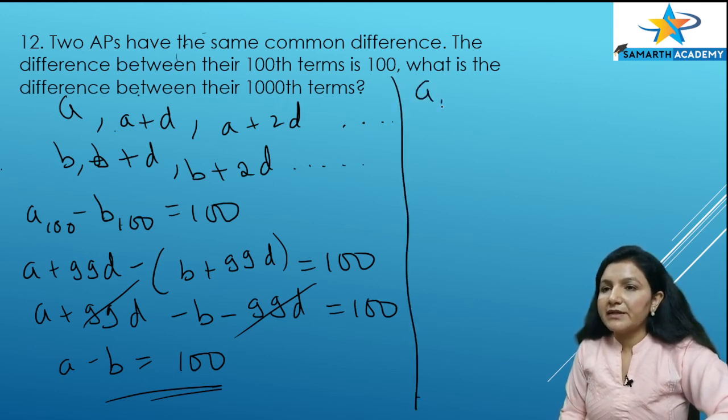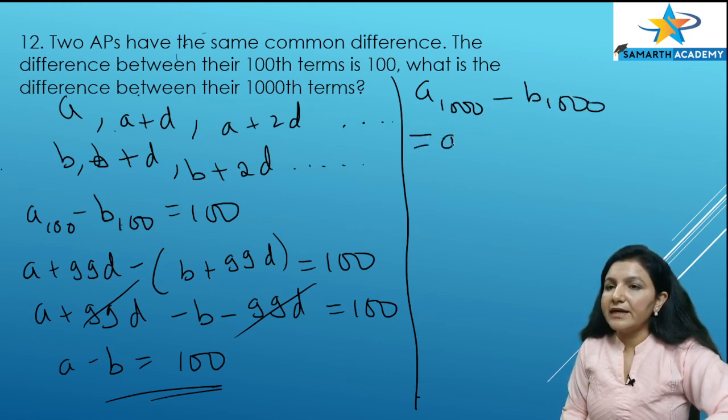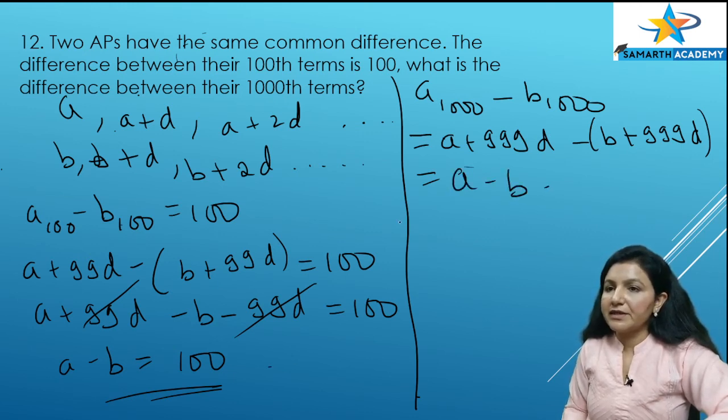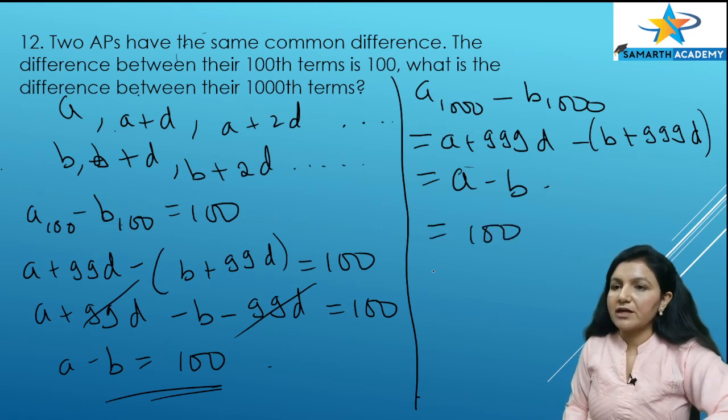So A1000 minus B1000 is asked. What is A1000? A plus 999D, minus what is B1000? B plus 999D, the 1000th term of the given AP. When I open the bracket, 999D gets cancelled. What remains is A minus B, and we know that A minus B is 100. Therefore, the difference between the 1000th terms is also 100.